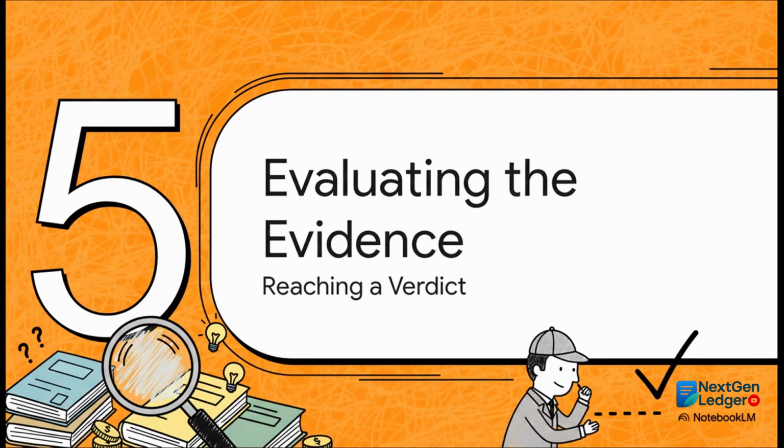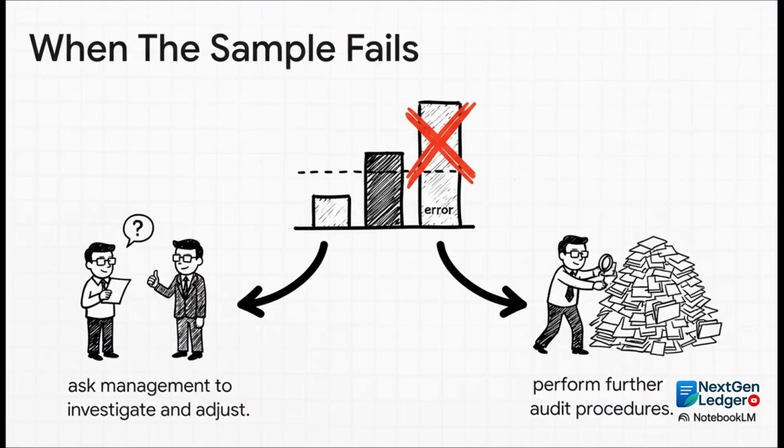Okay, this brings us to the final act of our investigation. The samples have been tested, the errors have been projected across the whole population. Now it's time to weigh all the evidence and reach a final verdict. So what happens if the results don't look good? If that total projected error is bigger than the amount the auditor decided was acceptable from the start, then the sample has failed. The evidence points to a real problem. The auditor can't just sign off. They have two main options. Go back to management and say, hey, you need to investigate this and fix it. Or they have to do more work themselves, maybe by testing a bigger sample or trying a completely different test.